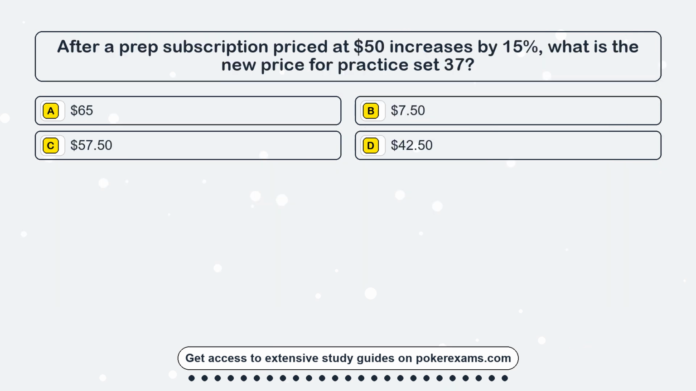Question 3. After a prep subscription priced at $50 increases by 15%, what is the new price for practice set 37? Option A $65. Option B $7.50. Option C $57.50. Option D $42.50.